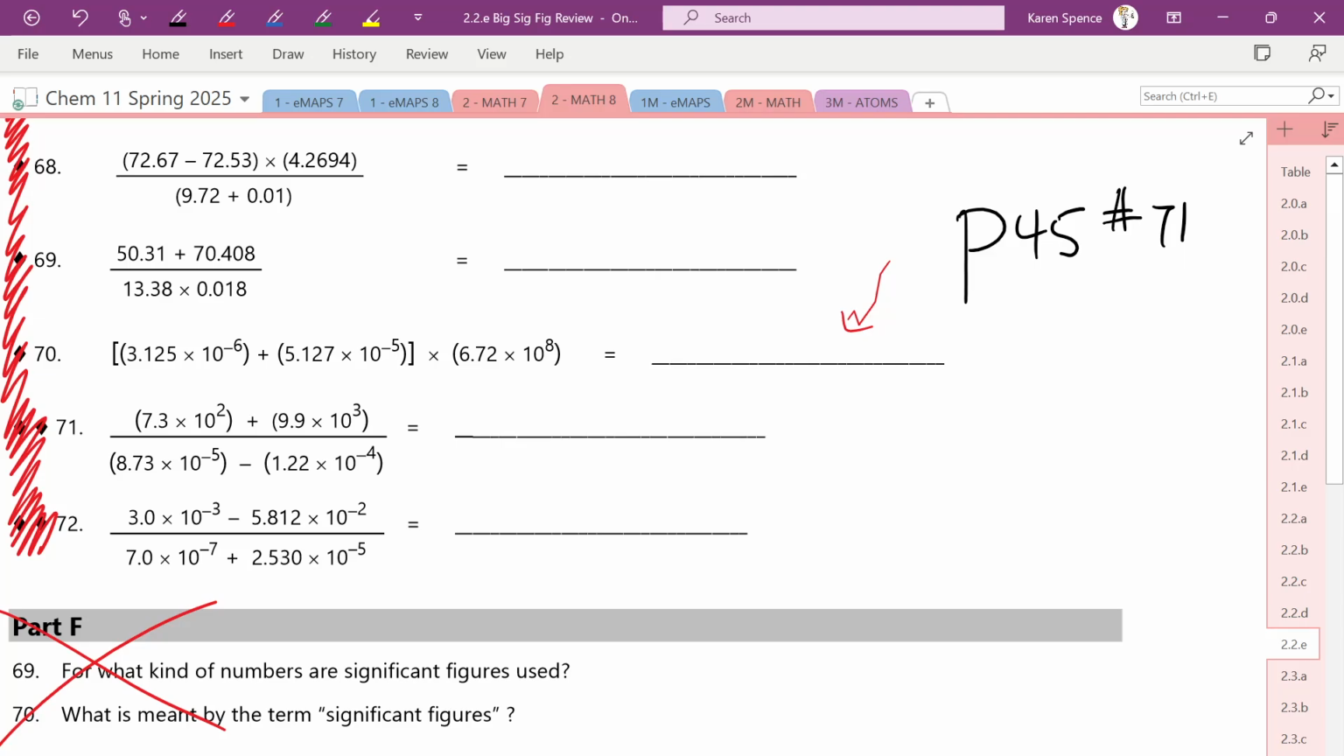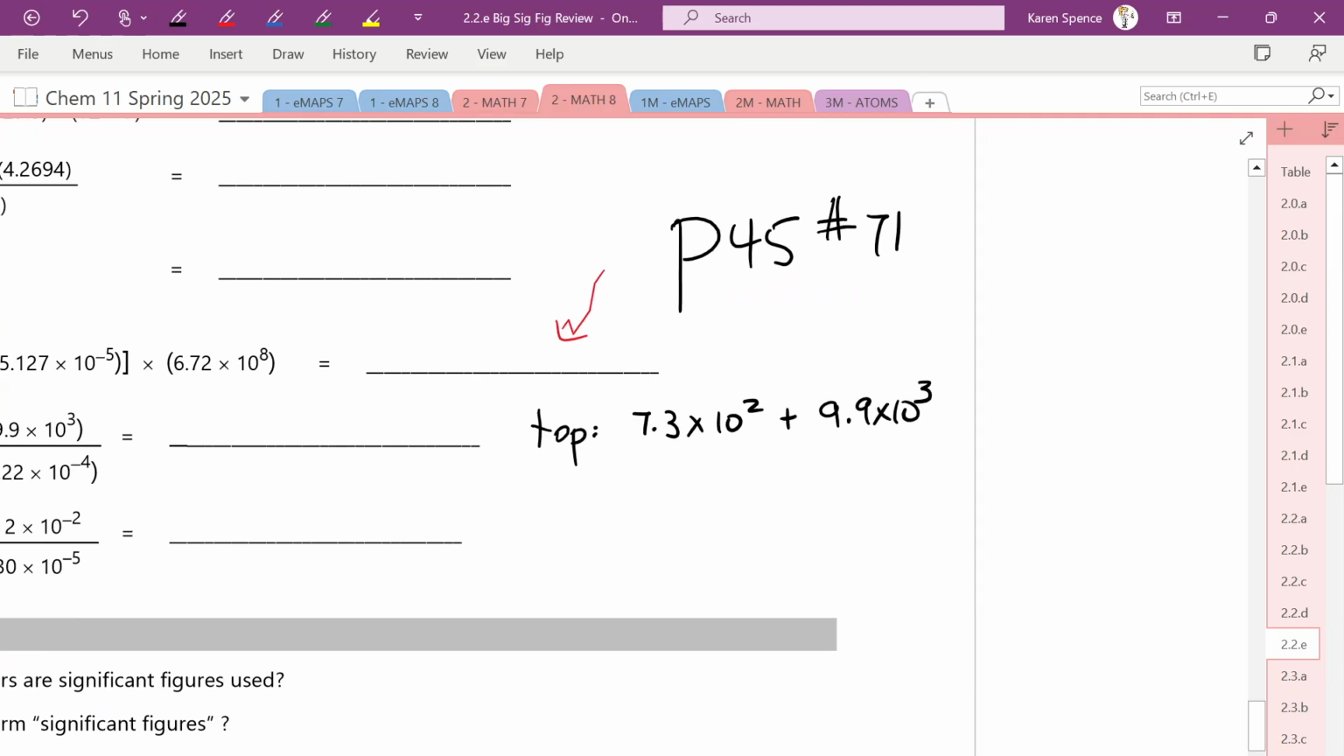This is like gross. All right, so we have the top, which is 7.3 times 10 to the 2 plus 9.9 times 10 to the 3. Those must first be in the same power of 10. So I'm going to make this 0.73 times 10 to the 3. That got bigger, that got smaller, plus 9.9 times 10 to the 3. And that means I have 0.73 plus 9.9 times 10 to the 3.